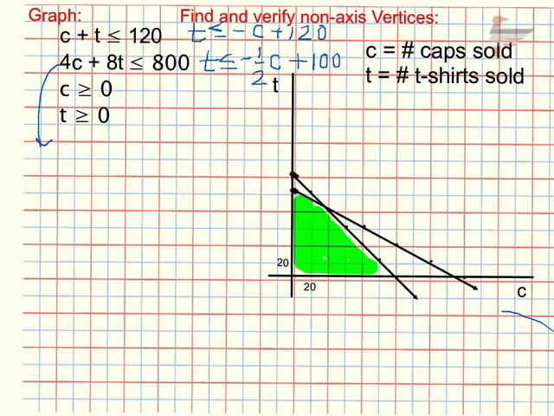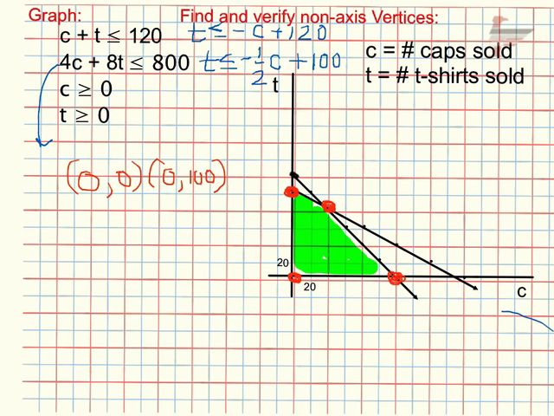Okay, now the finding and verifying non-axis vertices, and all vertices really, but I'm going to highlight the vertices of the shaded region here, here, here, and here. Now, I think it's probably clear that one of the axis vertices is 0, 0, the origin. And then this one here is pretty clear that that's at 100. So that's at 0, 100.